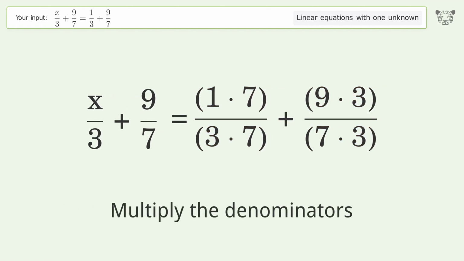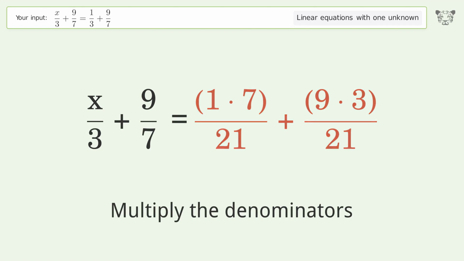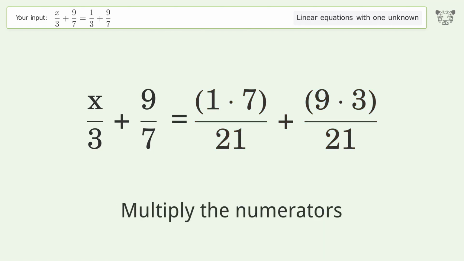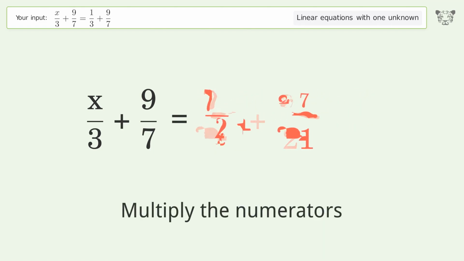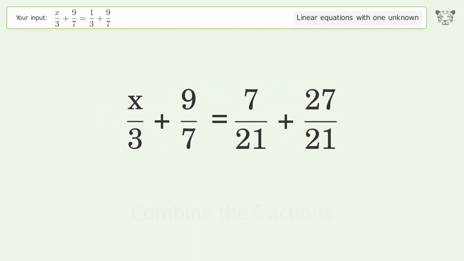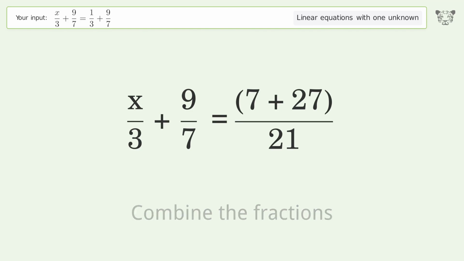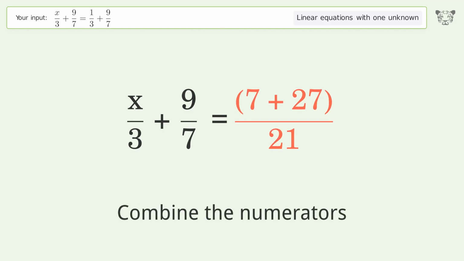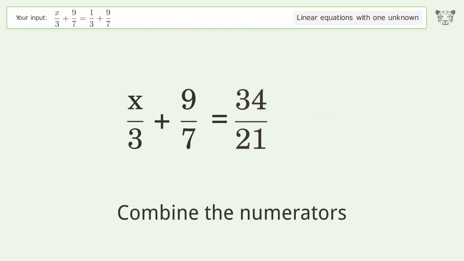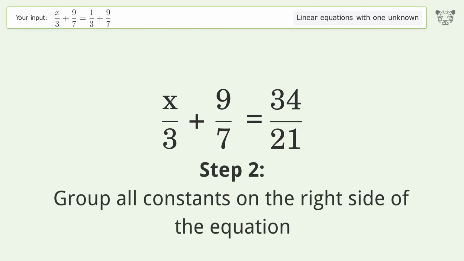Multiply the denominators. Multiply the numerators. Combine the fractions. Combine the numerators. Group all constants on the right side of the equation.